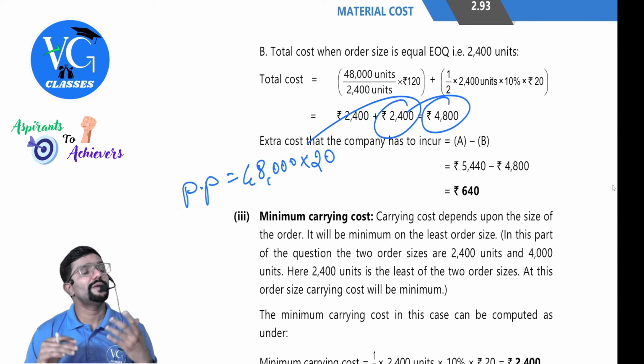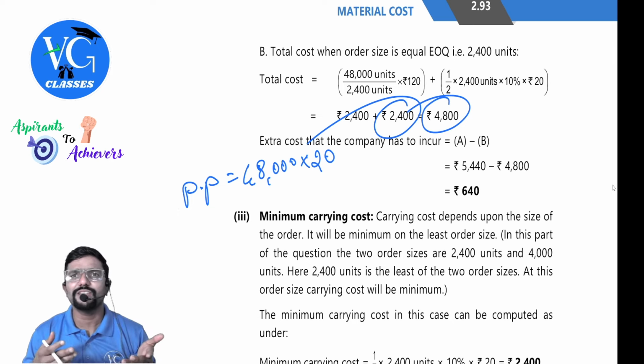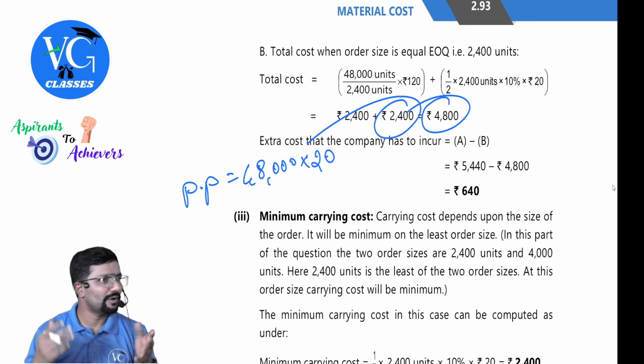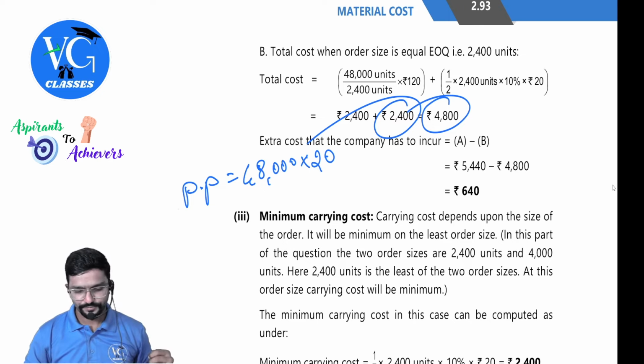See, you may tell, sir, if I purchase only 100 units, my carrying cost will be still lower. But do we have that option here? No. Clear. Out of the two options, where is the carrying cost minimum? At EOQ.